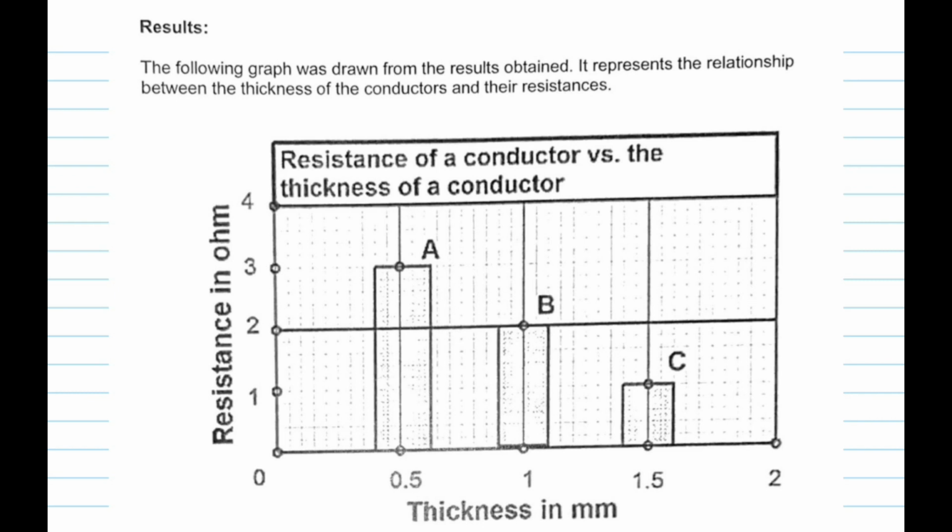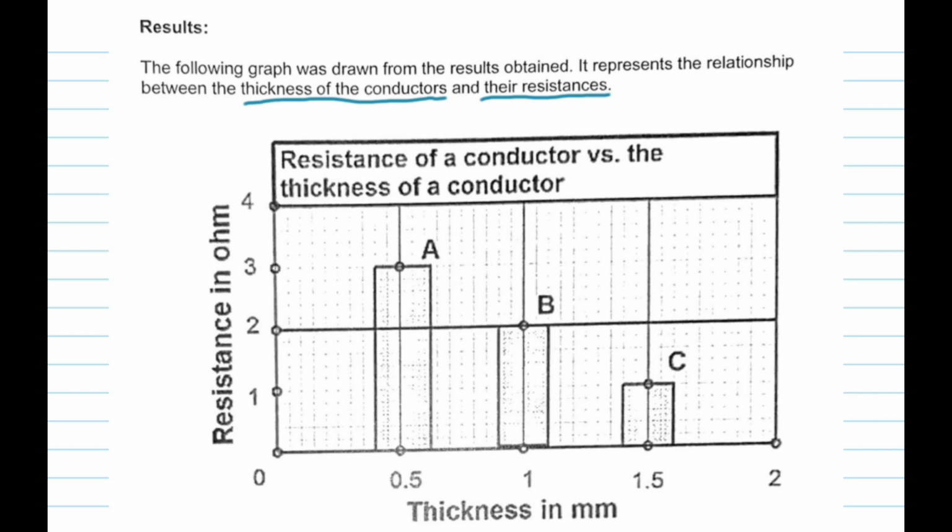Now, after the table, they have given us a graph as well. So let's have a look at the graph. They say the following graph was drawn from the results obtained. It represents the relationship between the thickness of the conductor and their resistances. So again, what are they doing? They're giving us the 2 variables, thickness of the conductor and the resistance of the conductor.